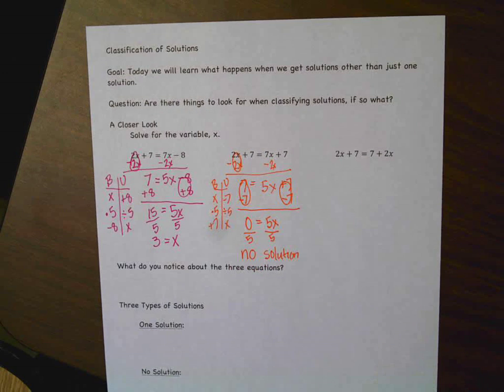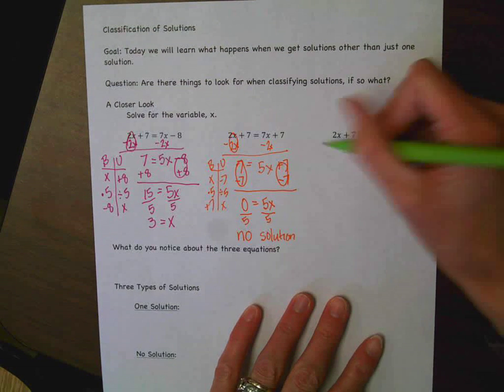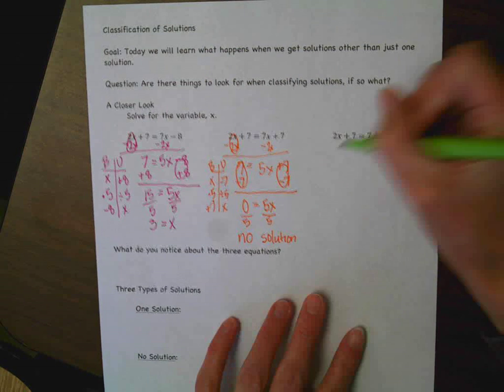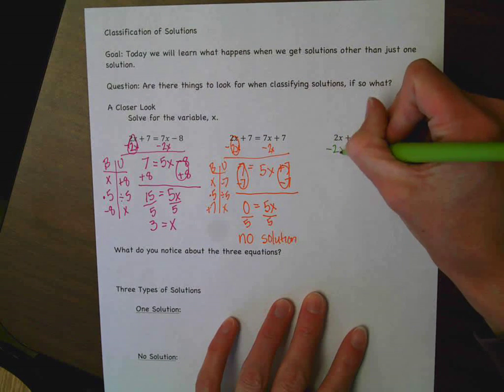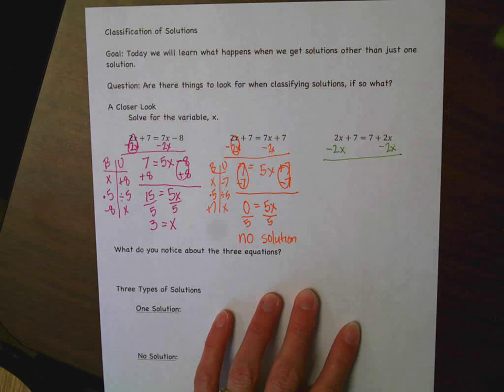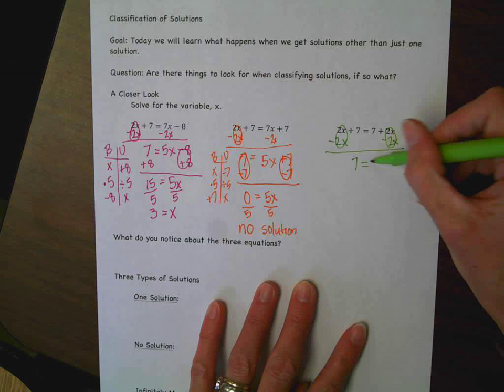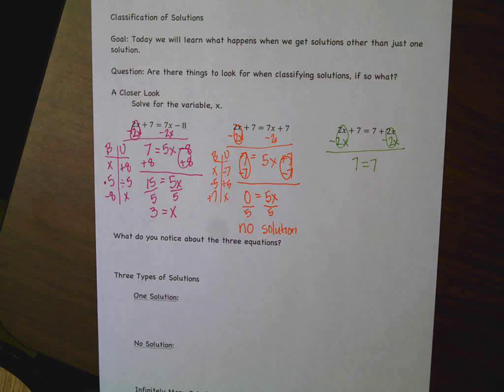Okay, so let's check out the next one and see if we figure out something else. Let's try this side. This time it says that we have x's on both sides. Ooh, they're exactly the same. If I take x and subtract off the two x's here, then we get a 0 here and a 0 here, and 7 equals 7.